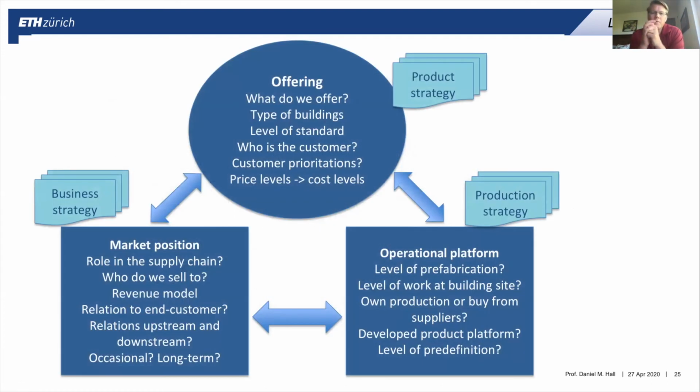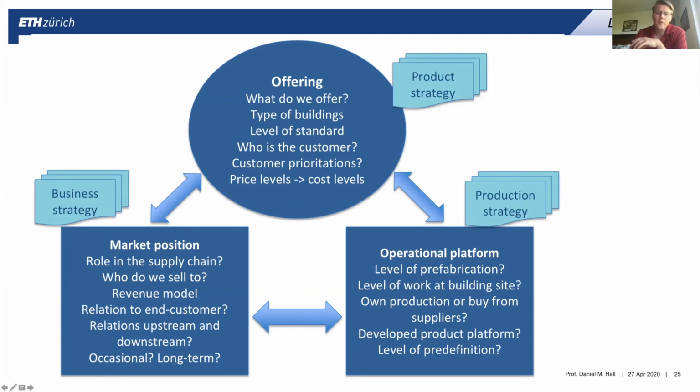And you can get more specific by really diving into each of these. So the product offering at the highest level is, what do you offer? What is the product that you're building? It could be the type of buildings that you make, and also how predefined and how standardized are your products. Is your product a platform? Identifying who is your customer and what are their priorities, and what are the price levels and cost levels that you want to build for. So that's your product strategy, your offering.